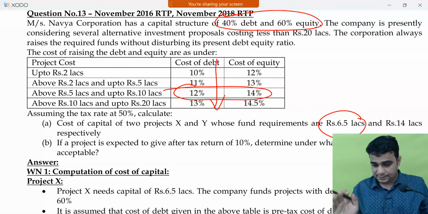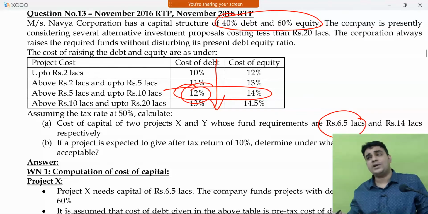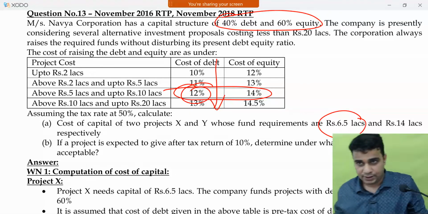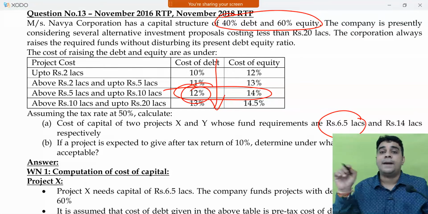So for a project which is 6.5 lakh, the cost of capital is 12% into 40 plus 14% into 60, a 40-60 mix. Another thing you have to take is this: before tax or after tax? That's an assumption. I will take that to be before tax. If you take that to be before tax, you'll have to do 12 into 1 minus tax rate.